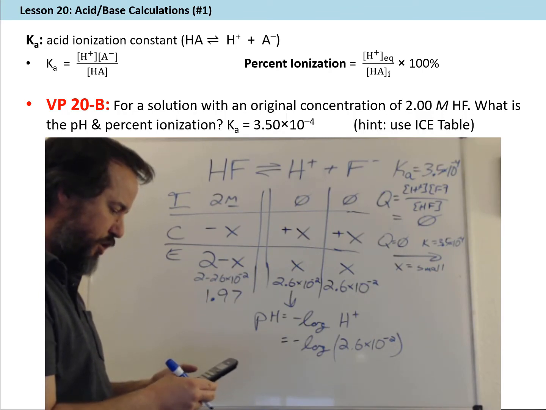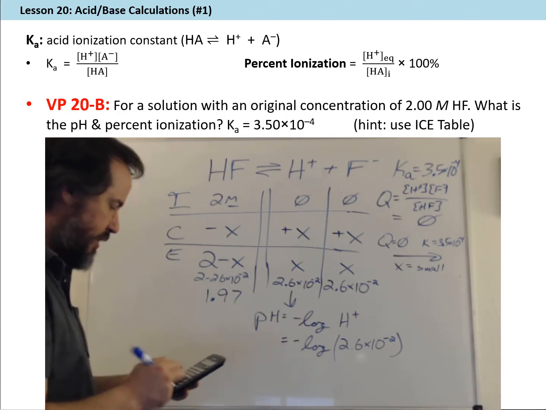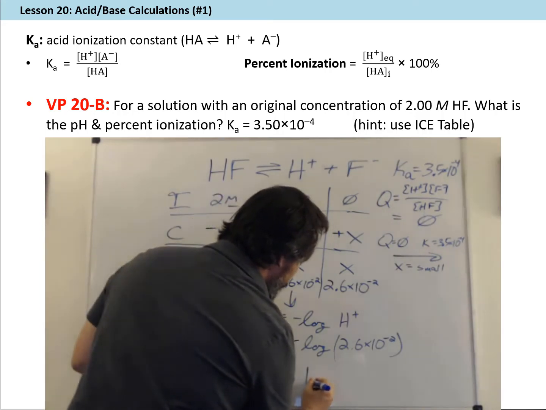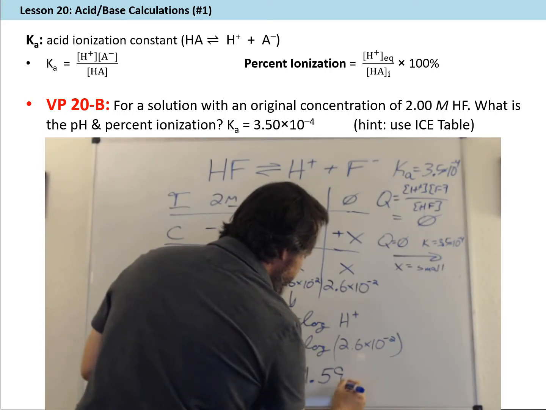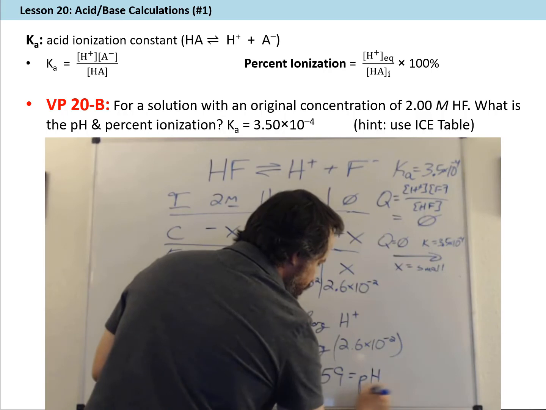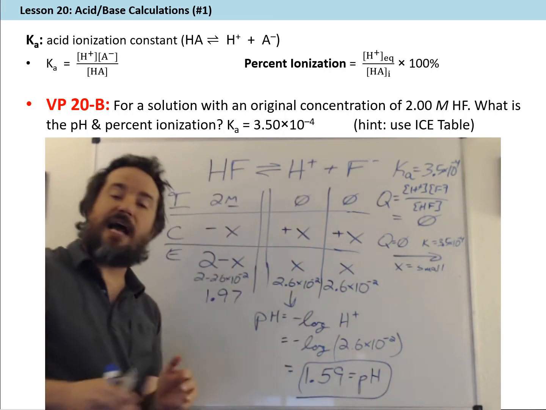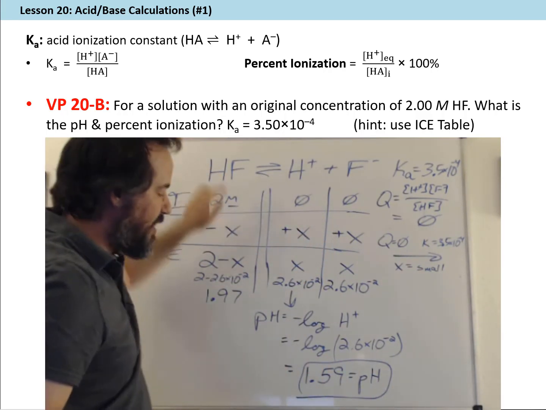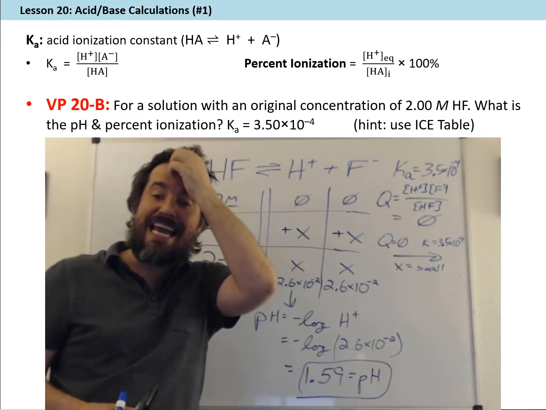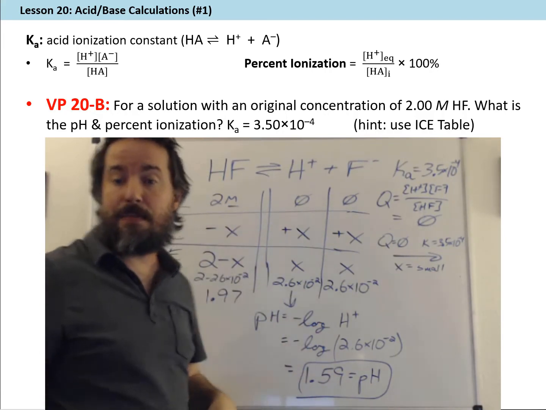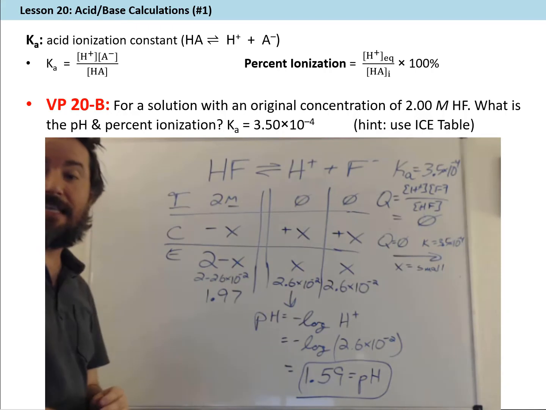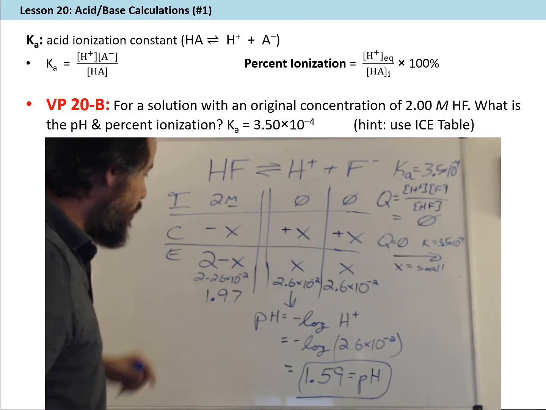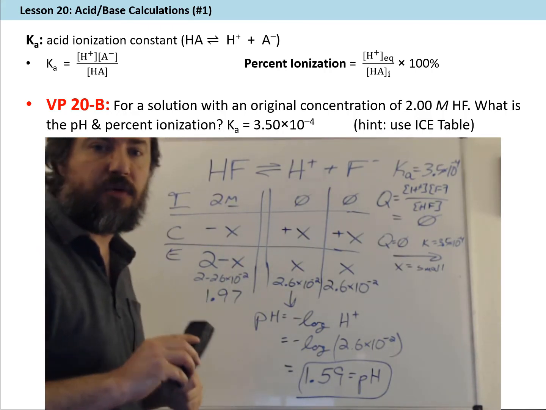2.6 e to the negative 2. Take the log of that. I get 1.59. That's my pH. Okay? Does this make sense? Yes, because I put an acid in there, so I better get an acidic pH. Remember, less than 7.